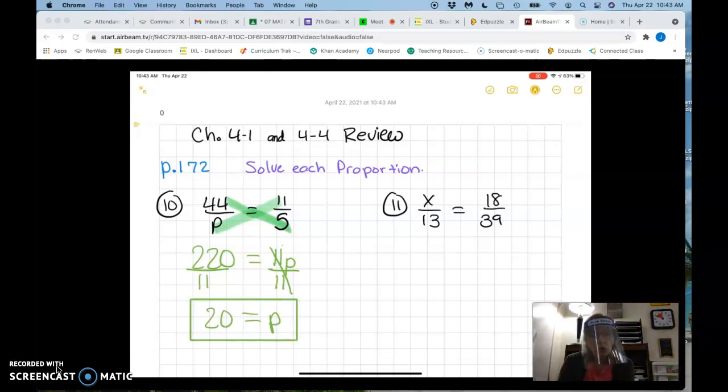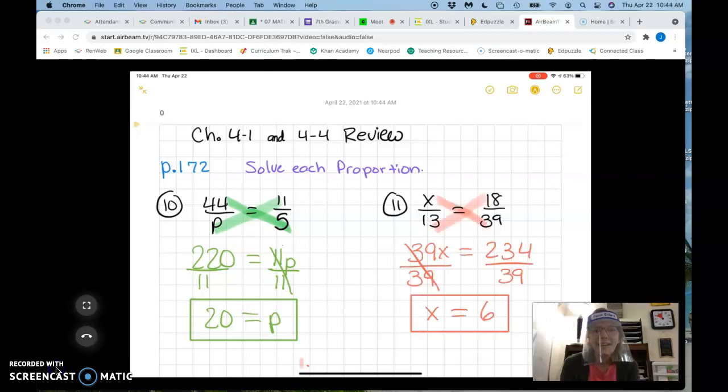I want you to try number 11 by yourself. Pause the video, and then we'll be right back to see if you did it the right way. Okay, so we cross multiplied. We got 39x equals 234. We divided both sides by what is next to the variable, which is 39. And then we got x equals 6.